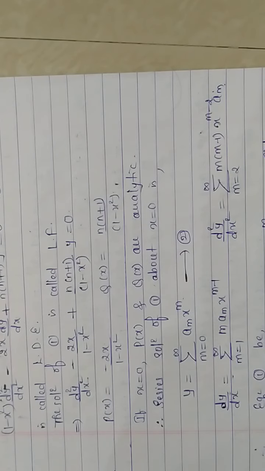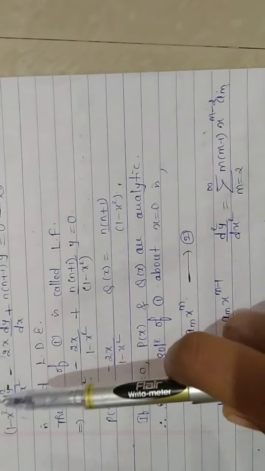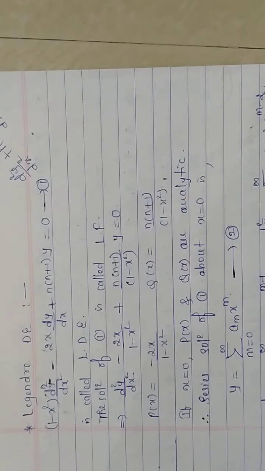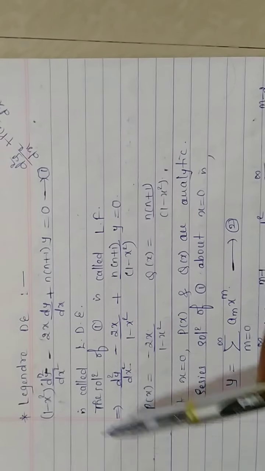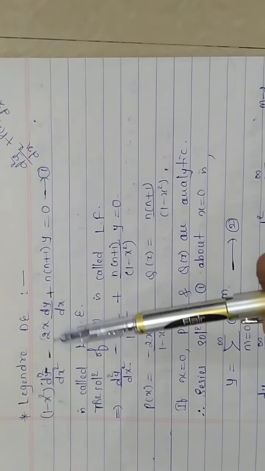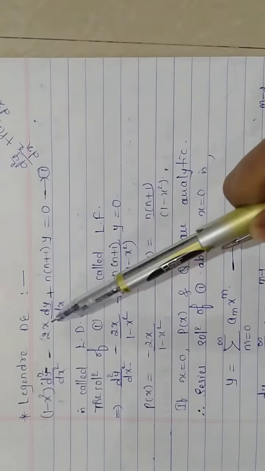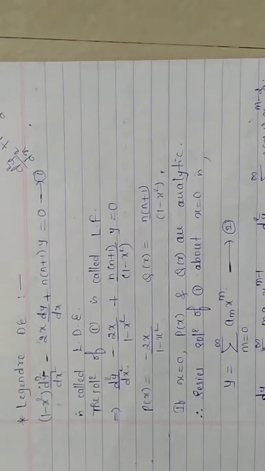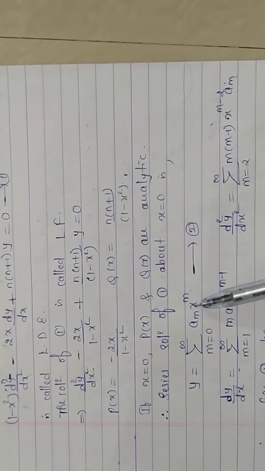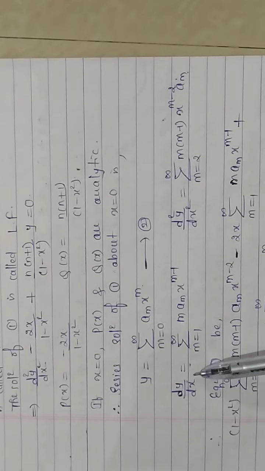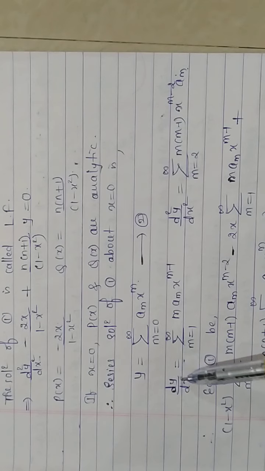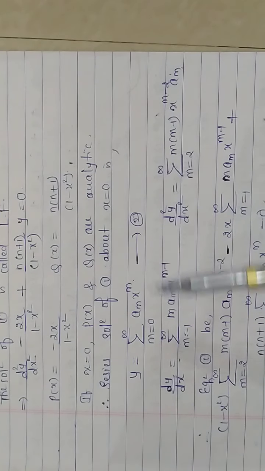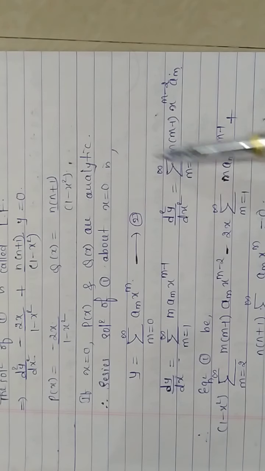As always, we have to differentiate, that is, substitute in the original differential equation, that is d²y/dx² and dy/dx. I need to find these two results from this particular equation. So I will differentiate equation number 2 twice, that is, first I will get dy/dx and then d²y/dx². We need to substitute these two results in equation number 1.